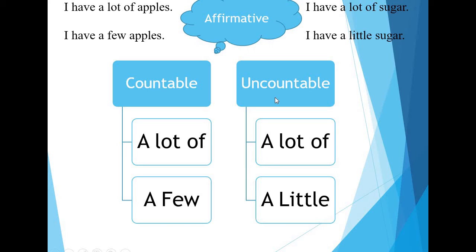If my sentence is affirmative, the noun is uncountable, and I have a big amount of the thing, I also use a lot of. I have a lot of sugar. If I have a small amount, I use a little. So, I have a little sugar. So a lot of we use for both countable and uncountable if your sentence is affirmative, not negative. You use a few with the affirmative sentence, countable, and you use a little with the affirmative sentence, uncountable.